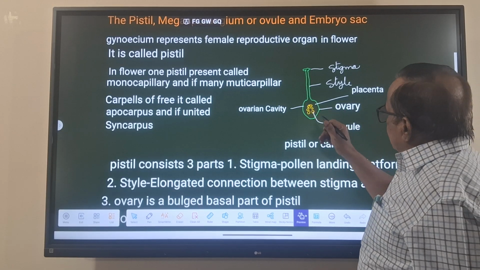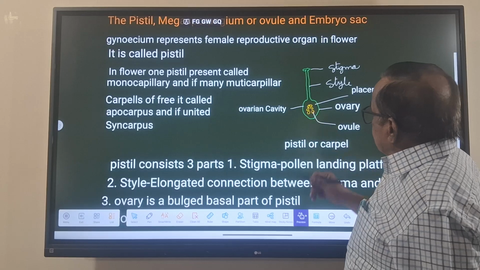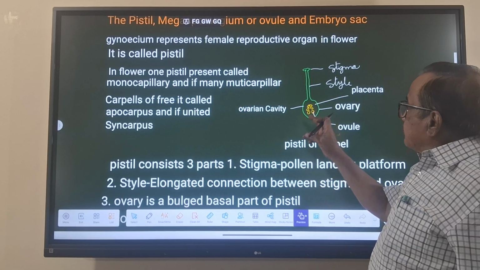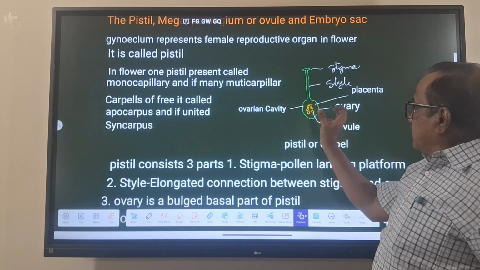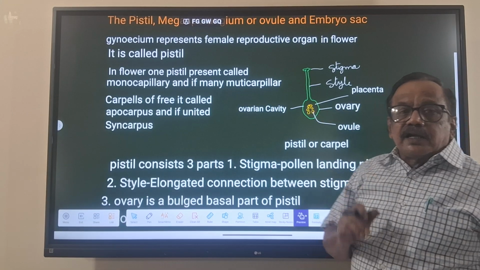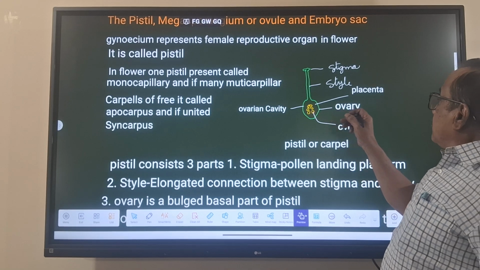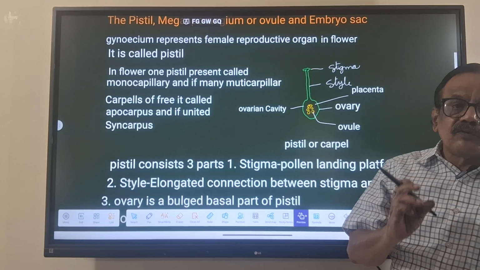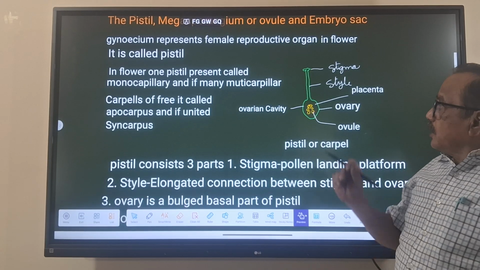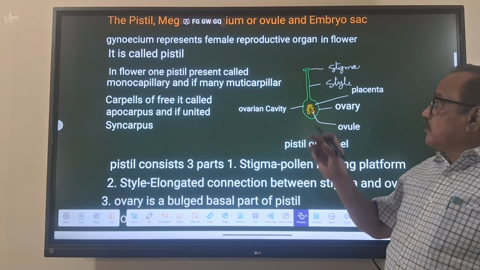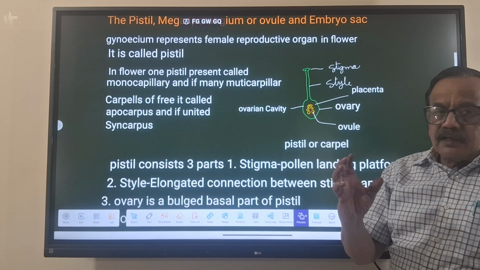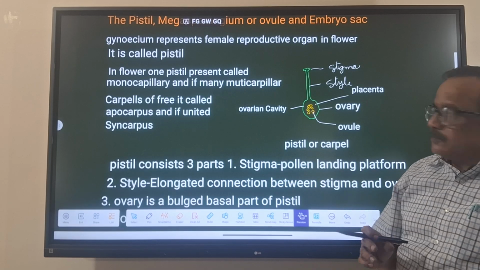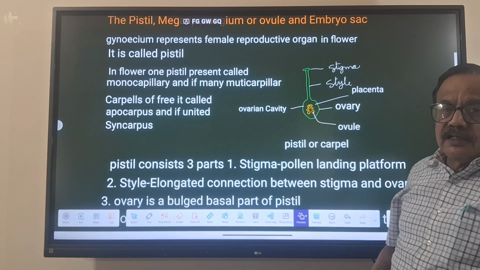Now you see here, the third part, the basal part attached to the thalamus, is bulged or swollen like this, and this is called the ovary. This is the main part where the ovules are present. Which part is attached to the thalamus? The ovary. The ovary has a chamber inside, that is a cavity, called the ovarian cavity.